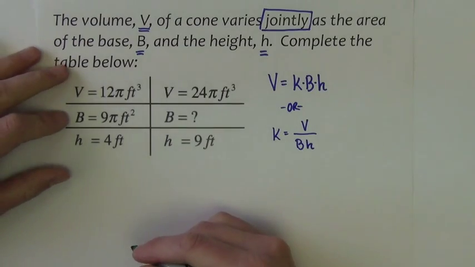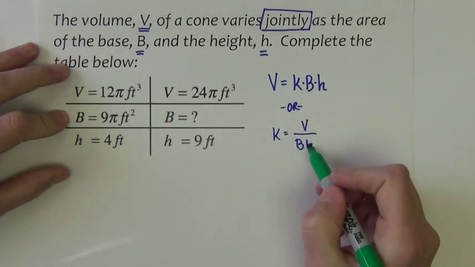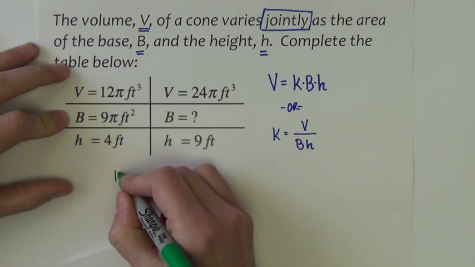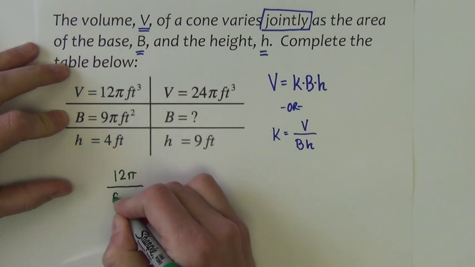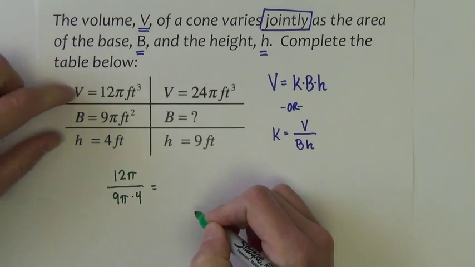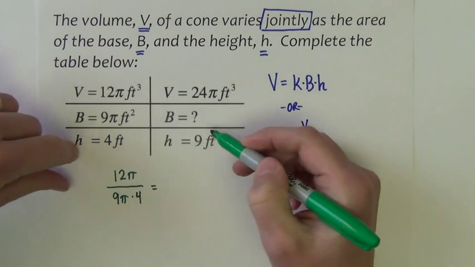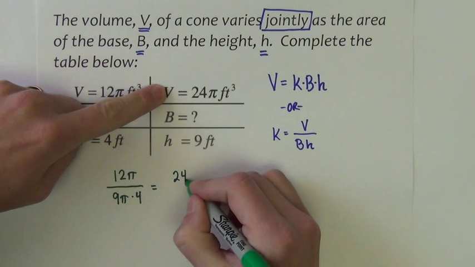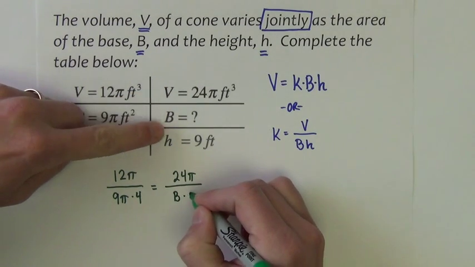Okay, so that's my relationship between all the variables within the problem. So, setting up a proportion, and these are the numbers I'm going to use for the V, B, and H that I see right here. It's going to be 12 pi divided by 9 pi times 4 equals, so that's my V divided by B times H. I'm going to do the same thing with these numbers. V, 24 pi divided by B, I don't know, H I do know.